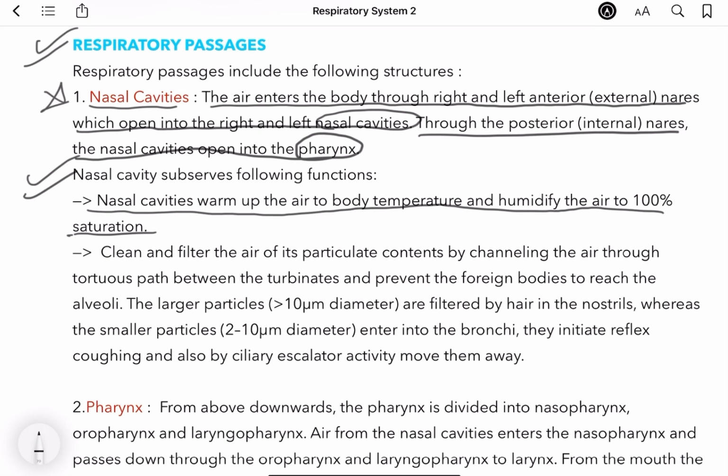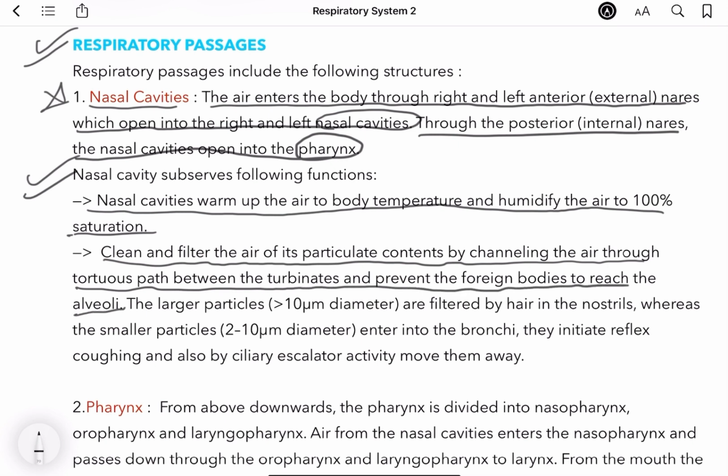Nasal cavities also clean and filter the air of its particulate content by channeling the air through tortuous passages between the turbinates, and prevent foreign bodies from reaching the alveoli. So the nasal cavity acts like a turbinate. You have seen how water flows in a turbinate. In the same way the nasal cavities act as a turbinate which prevents foreign particles from entering the alveoli.